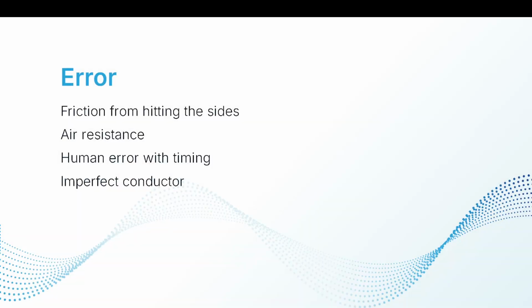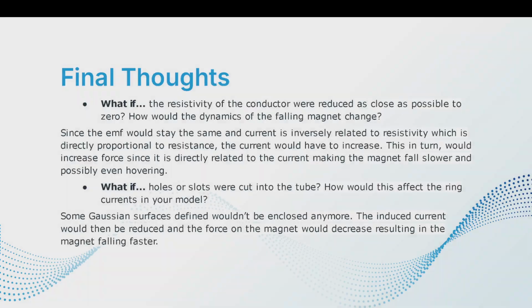Some error that could have happened was definitely friction from hitting the sides, and air resistance when dropping it. Also, human error with timing and seeing how long it was in the tube. And also, the tube was most likely not a perfect conductor.